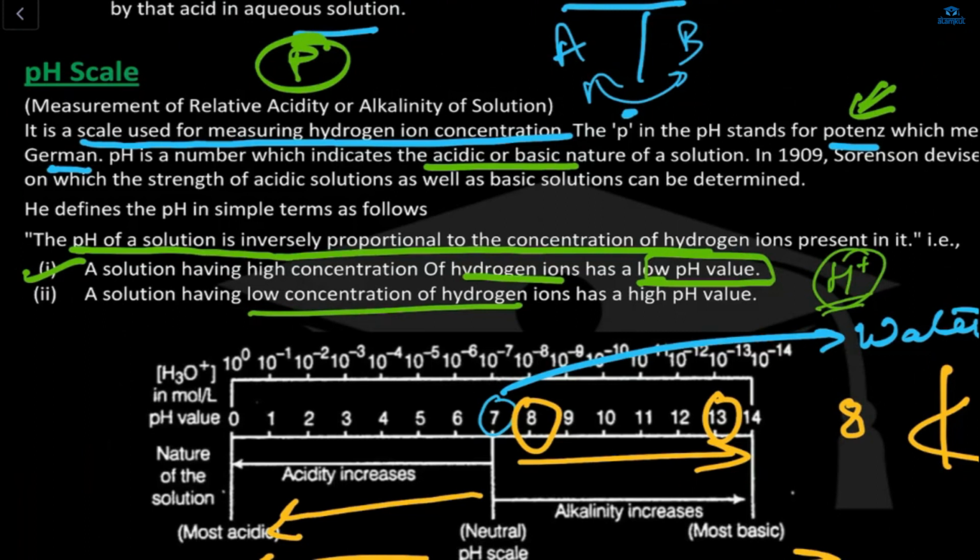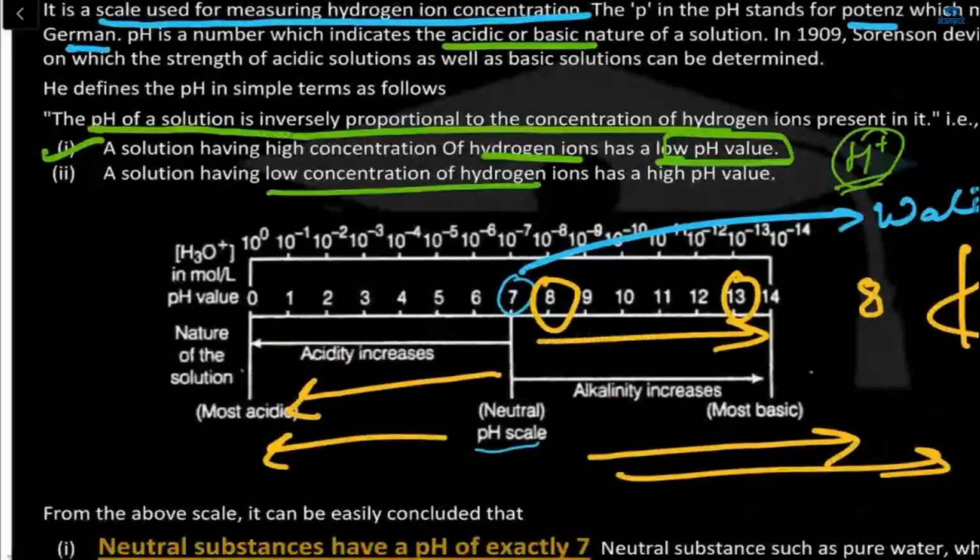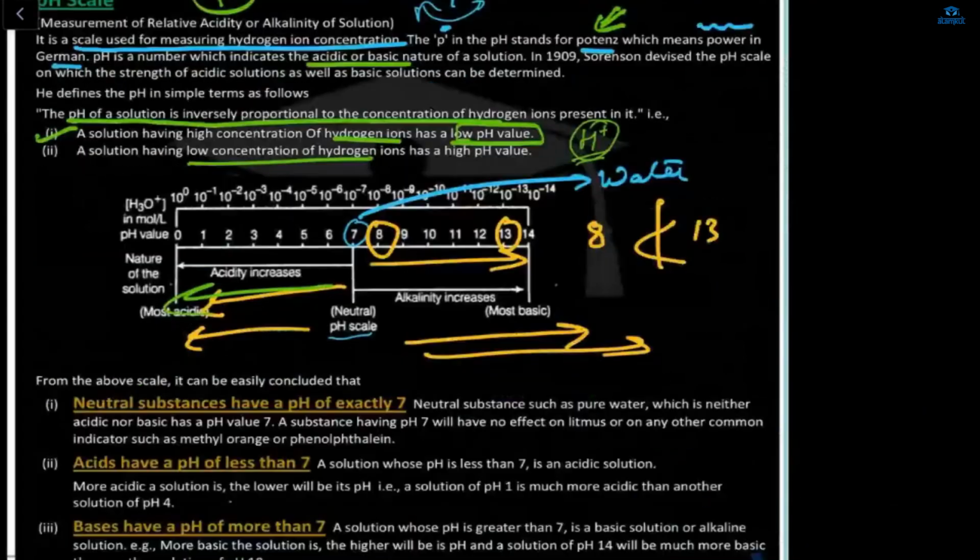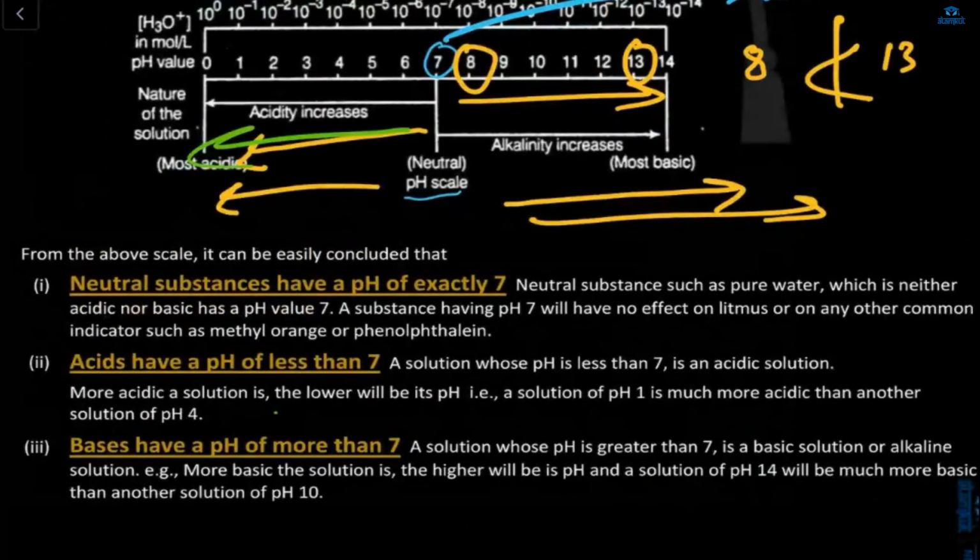It will be more basic. Like this way, the higher the concentration of acid, the lower the pH value, and the higher the concentration of base, the higher the pH value. Okay, it means you got it. Now we will see these three.